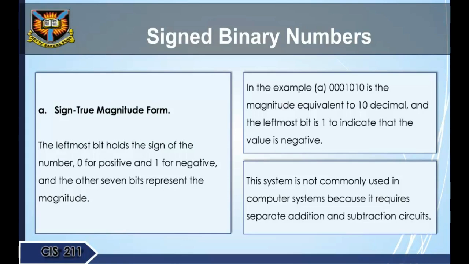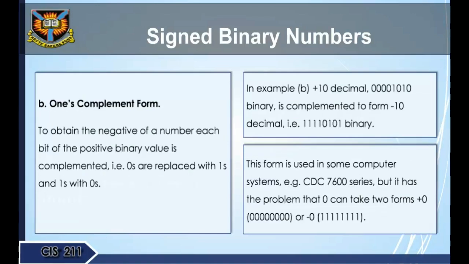The leftmost bit holds the sign of the number, 0 for positive and 1 for negative, and the other 7 bits represent the magnitude. In example A, 0001010 is the magnitude equivalent to 10 decimal, and the leftmost bit is 1 to indicate that the value is negative. This system is not commonly used in computer systems because it requires separate addition and subtraction circuits.